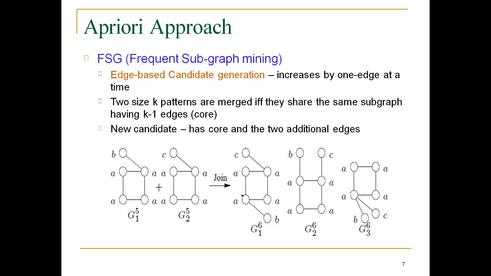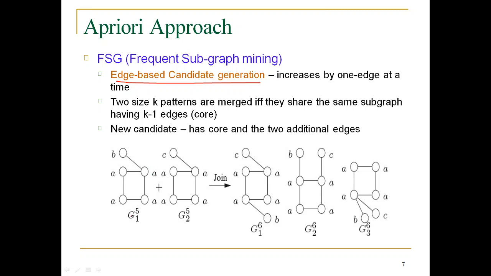Then coming to frequent subgraph mining, this is another approach in the Apriori method. It is based on edge-based candidate generation, whereas the previous one used vertex-based. This increases one edge at a time. Two size-k patterns are merged if they have the same subgraph having k minus 1 edges. If it has k minus 1 edges, then we can merge the two graphs.